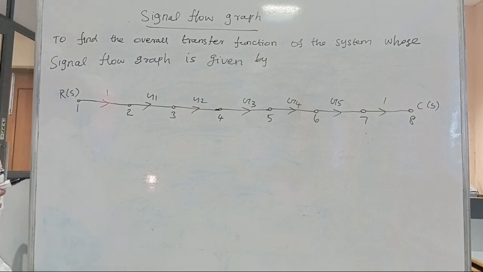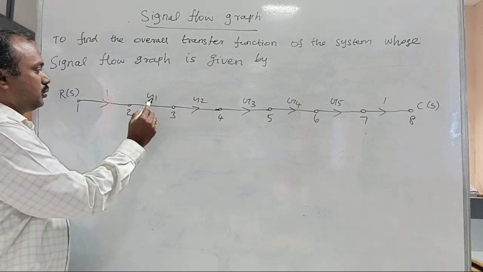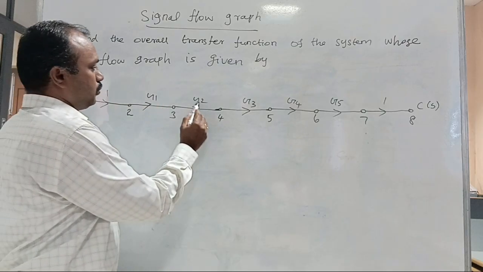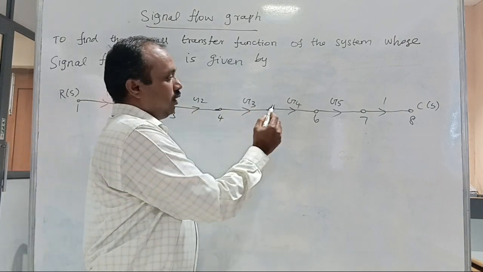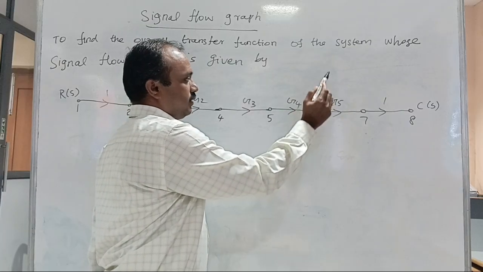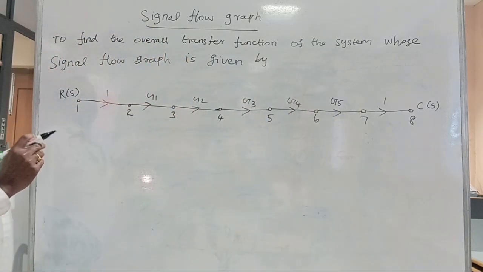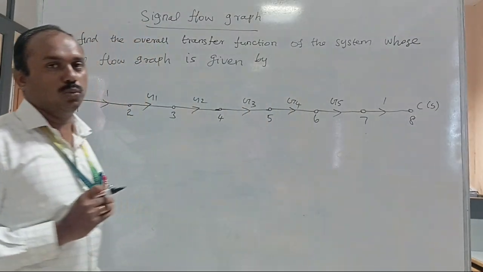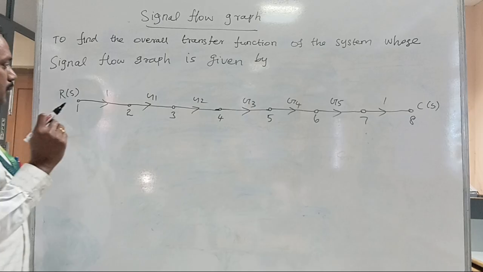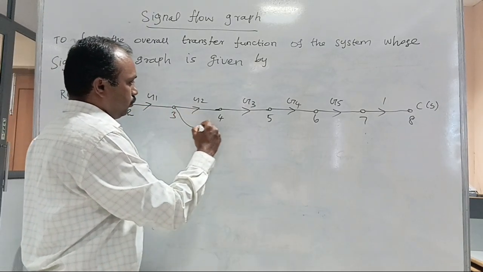Then the gains are: from node 1 to node 2 is 1, node 2 to node 3 is G1, 3 to 4 is G2, 4 to 5 is G3, then 5 to 6 is G4, 6 to 7 is G5, and 7 to 8 is 1, where R(S) is the input of the system and C(S) is the output of the system. From the problem, one feedback is represented from 4 to 3.